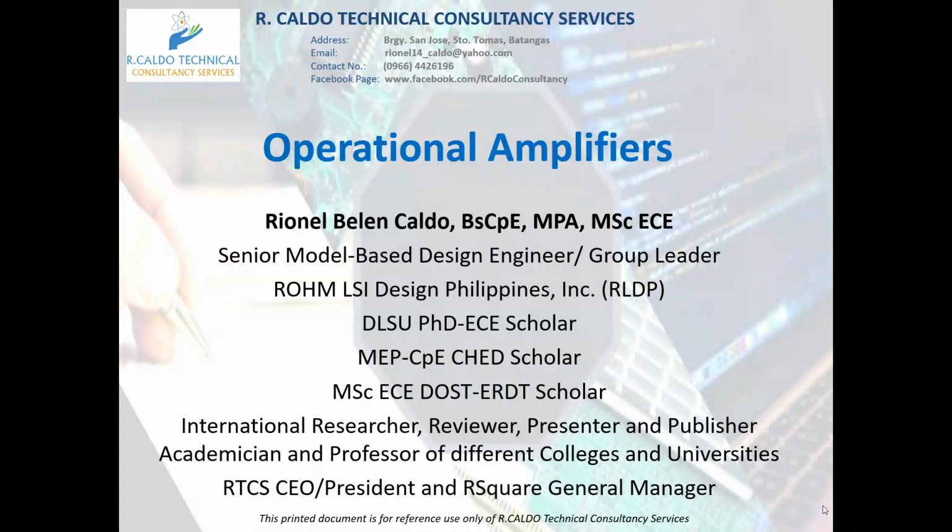For today, we'll be discussing our second module following our curriculum given from CHED. We'll be talking about this time about operational amplifiers.